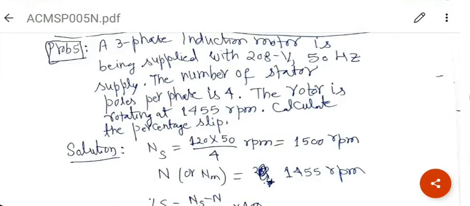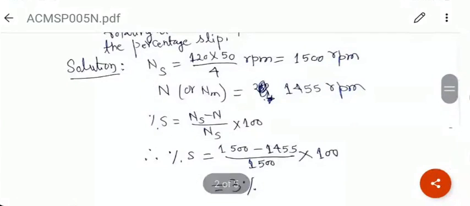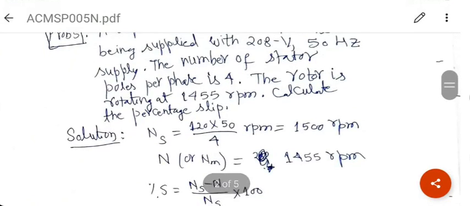So the slip is now calculated easily as NS minus N divided by NS and the result multiplied by 100 if you want the answer in percentage. Okay. Simple enough. You get 3% slip as the answer.